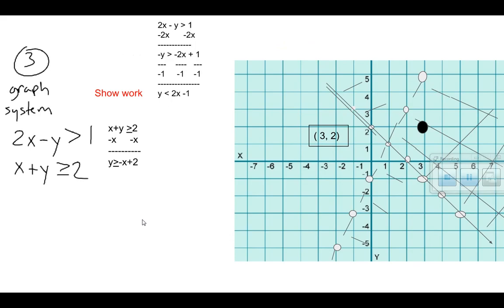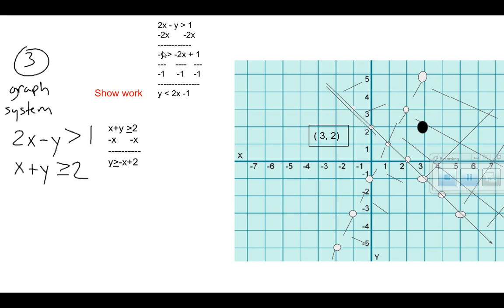Alright, next problem is solving a linear system of inequalities. The second word is flash. So for this, I need to solve both for y. First one is a little more complicated. Take away 2x on both sides. Bring down the negative y, the inequality. This gives me negative 2x plus 1.